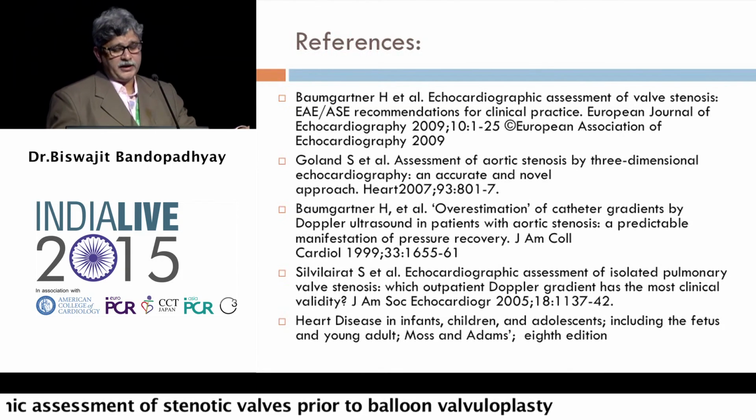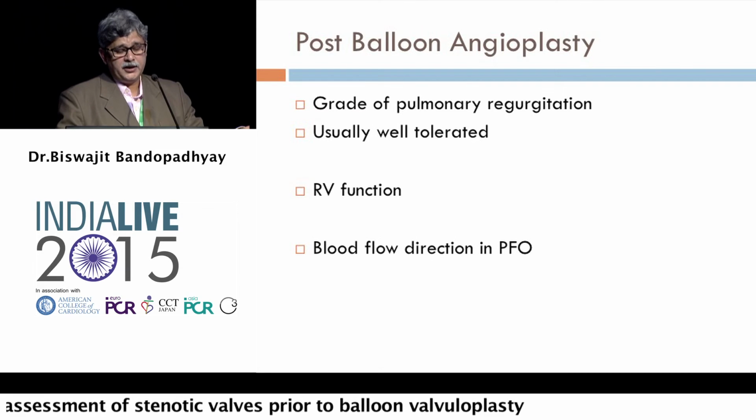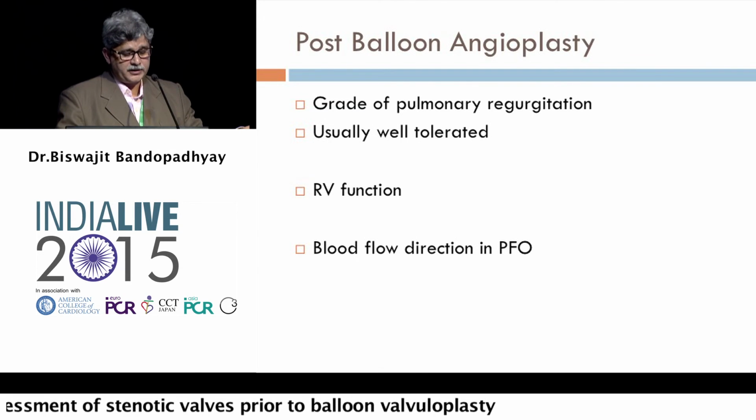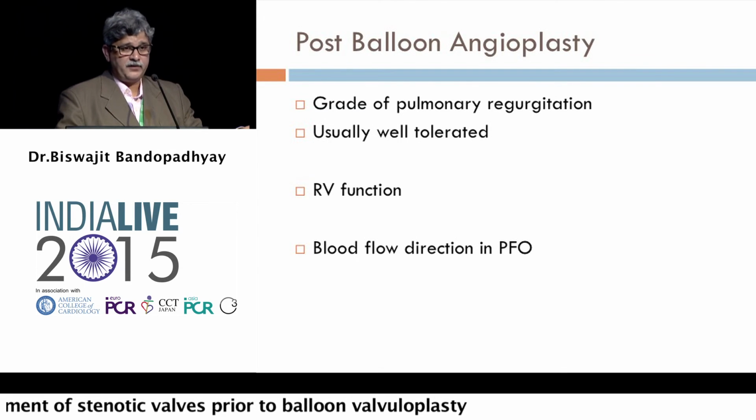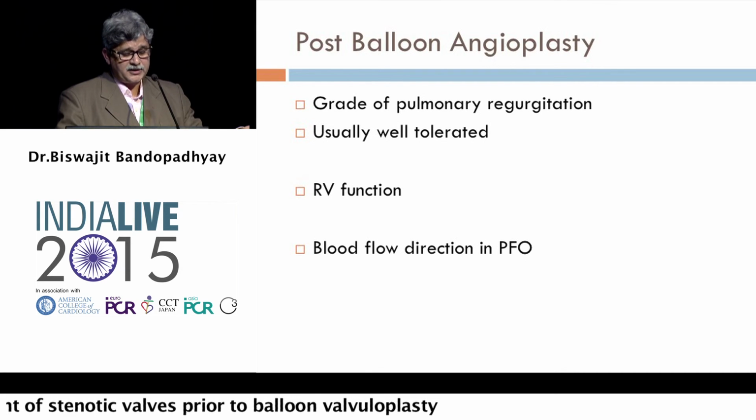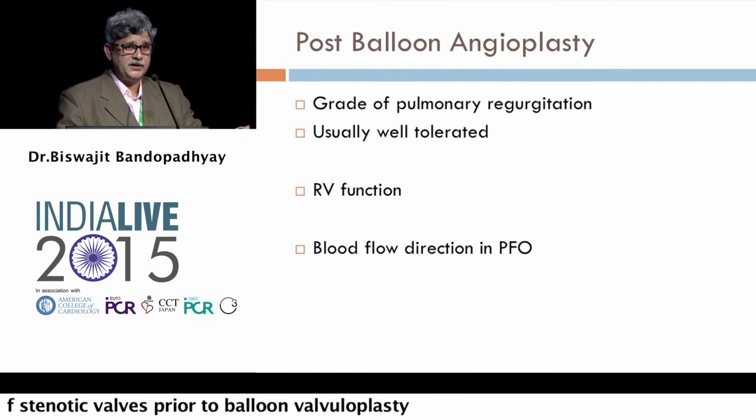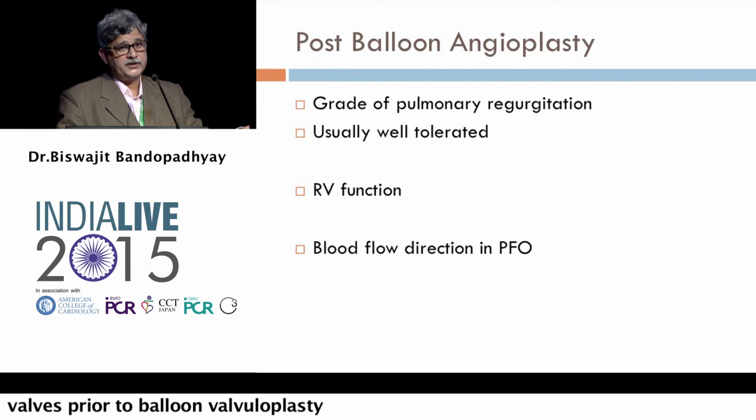And post-balloon angioplasty, again, have to look for pulmonary regurgitation, usually well tolerated, and the RV function, whether it is improved, especially when you do slightly older kids with severe pulmonary stenosis, they usually have severe RV dysfunction associated. And blood flow direction in the PFO is very important, because in very critical stenosis, we often have PFO shunting right to left pre-balloon, and once you have dilated, gradually, when the RV compliance, everything improves, the PFO direction changes. So that's important information.